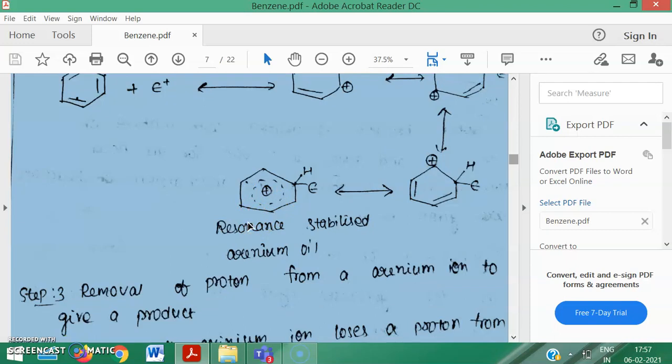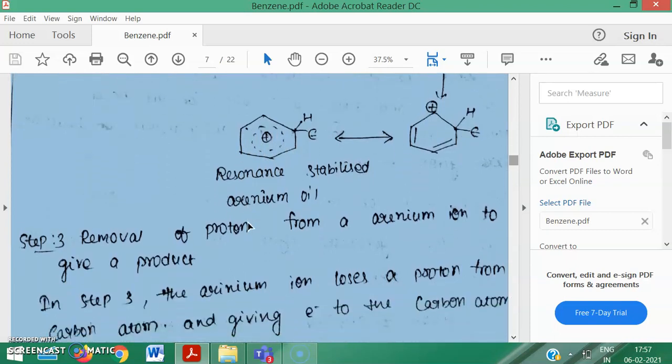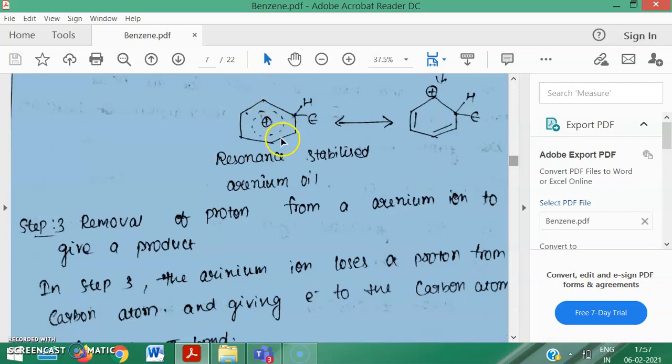Coming to the last step, it is removal of a proton from the arenium ion to give the product. This is the resonance stabilized one, and the hydrogen has one electron. This electron is given to the carbon and the hydrogen goes out as an H plus ion. That is called electrophilic substitution, and benzene can keep the delocalization of pi electrons and stabilize. Due to electrophilic substitution, the benzene ring is stabilized. If it were addition, the bonds would break and it would not be stabilized. That's why benzene undergoes electrophilic substitution reactions.